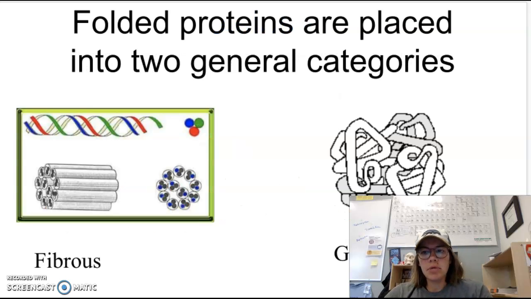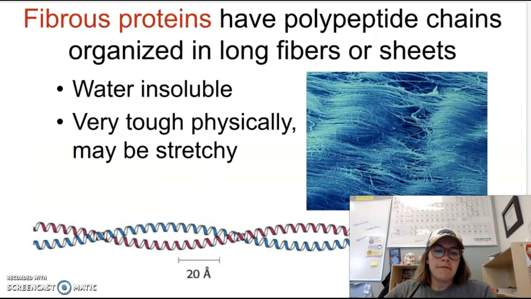So now I really want to go into protein function and looking at the 2 types of proteins really. You have your fibrous proteins as well as your globular proteins. Fibrous proteins are going to be polypeptide chains that are organized in long fibers or sheets. These are water insoluble. They cannot be dissolved in water. They're also very tough physically and may be stretchy. Where do you think you might see some fibrous proteins? I'd like you to think about that for a quick second.